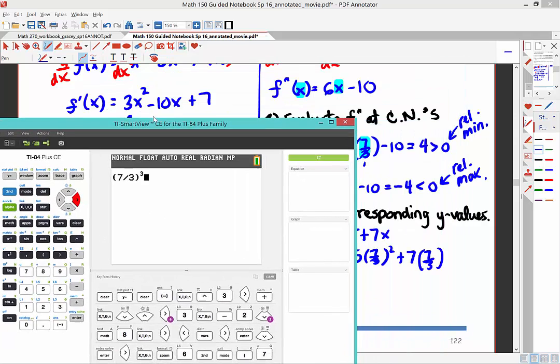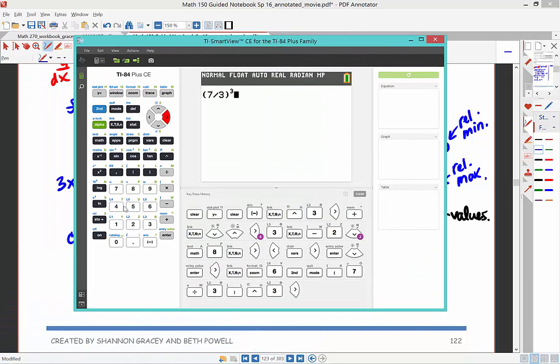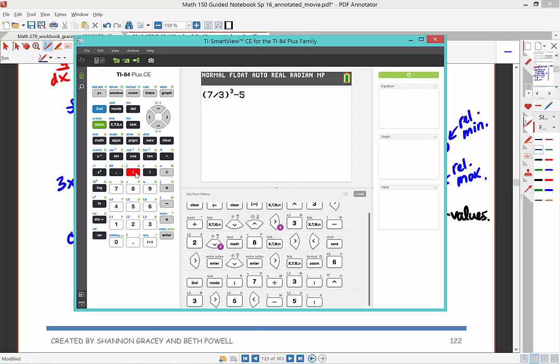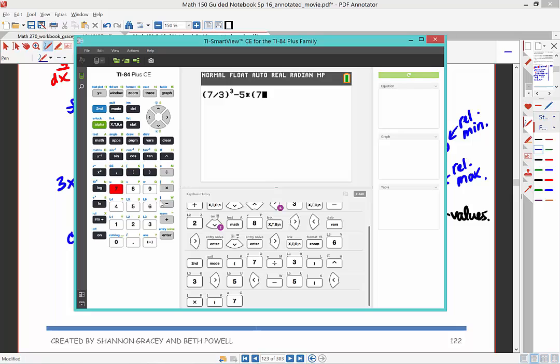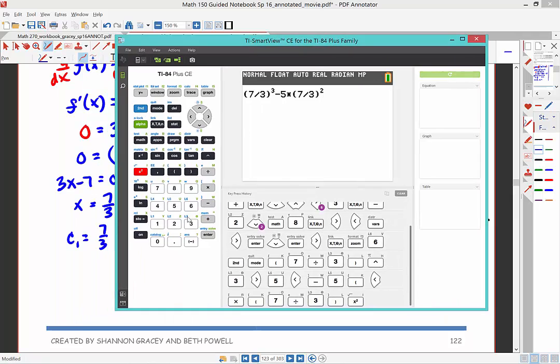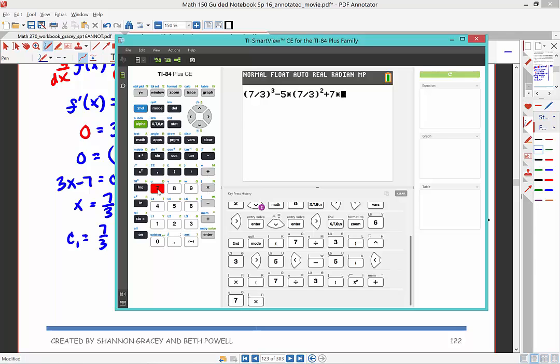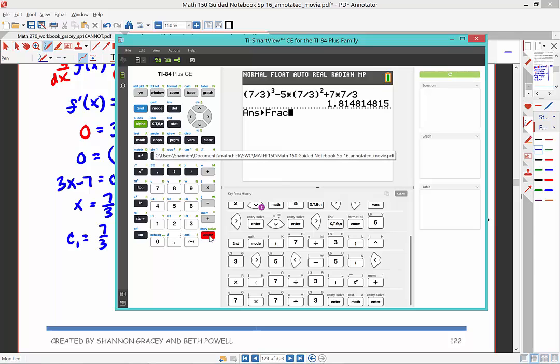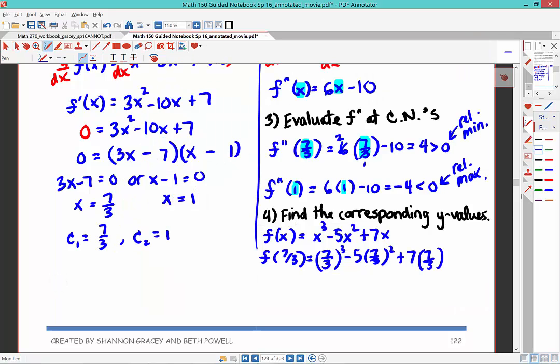And then what was it? Minus 5 times 7/3 squared. And then our last one was plus 7 times 7/3. Okay, so that gave us a decimal amount. Let's go ahead. You can change it into a fraction doing this command. So we get 49/27.